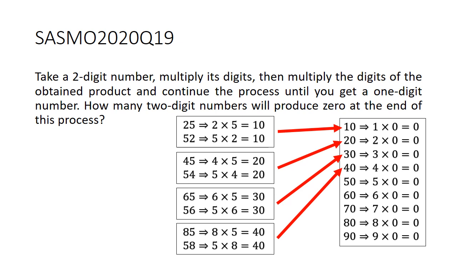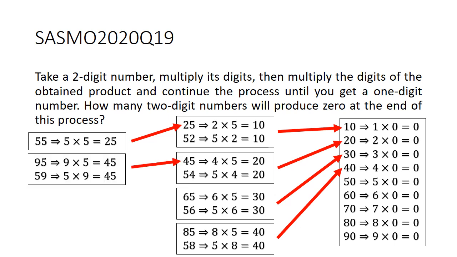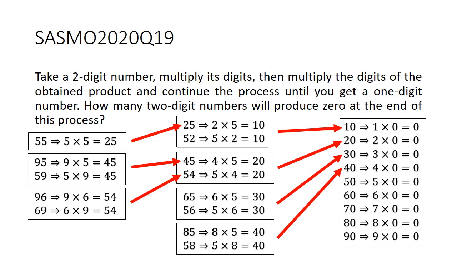Now let's think another step backwards. What numbers can we multiply together to produce 25? Well, 5 times 5. What about 52? None there. 45? Oh, there are a few ways there. You can use 95 or 59. 5 times 9 gives us 45.